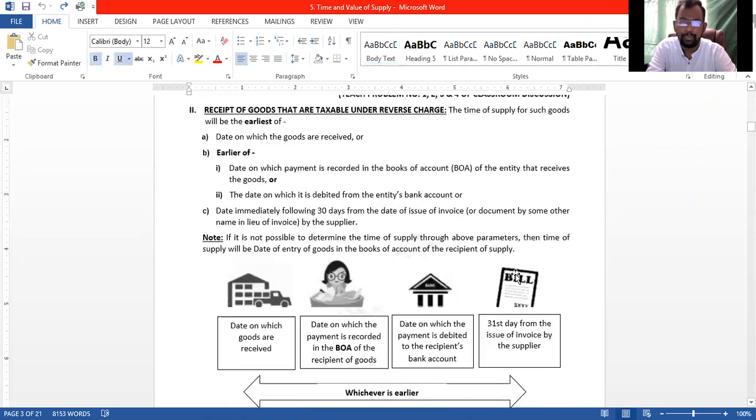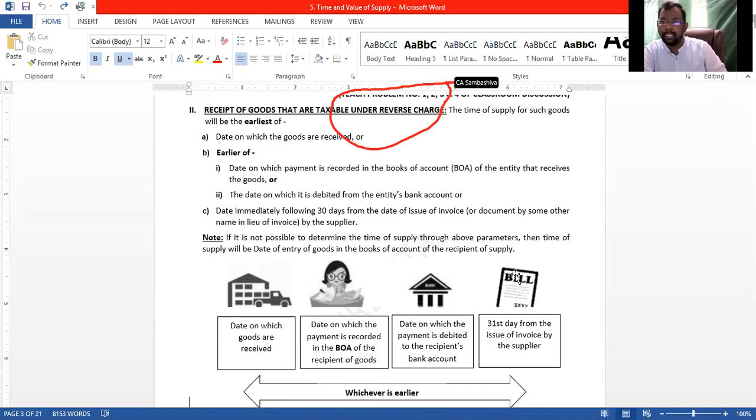Point number 2, receipt of goods that are taxable under reverse charge mechanism. Second scenario, time of supply in the case of a reverse charge mechanism.